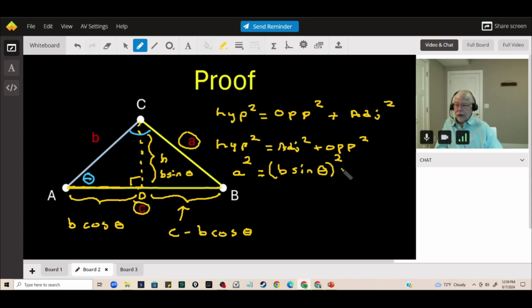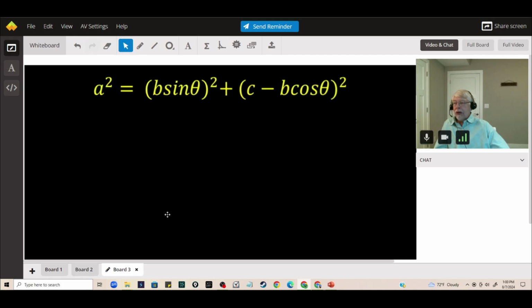plus the adjacent side is going to be what? C minus B cosine theta, and everything to the second power. So we have it. So now we get into some algebra. And it's going to take a little bit of time, but you're going to find that it's pretty simple at the end. It's just a lot of work. So let's begin.